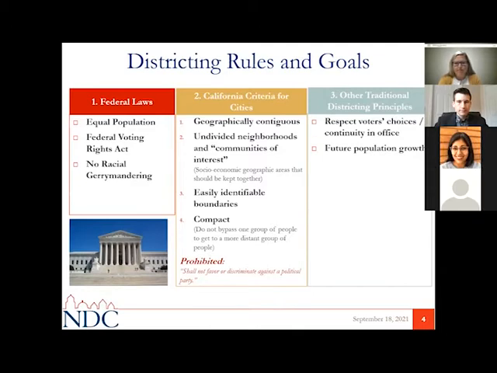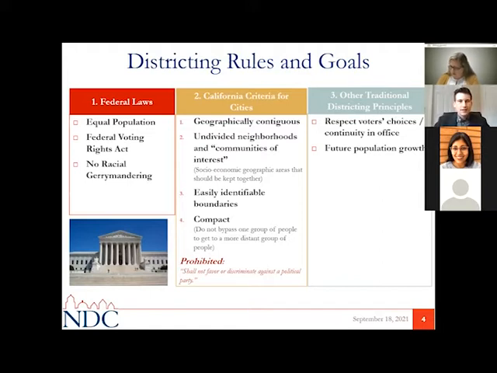Hi. So I heard Daniel say we need to prevent diluting the power of any racial minorities in Arroyo Grande. But I guess my question is, how do we measure that? Like, how do we prevent that from happening as we design our maps? What kind of things should we be looking for?